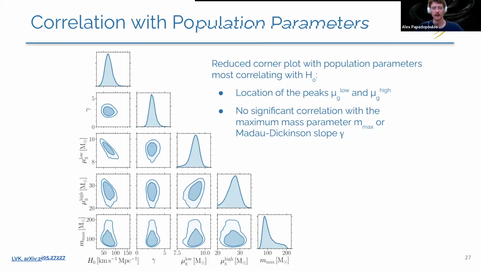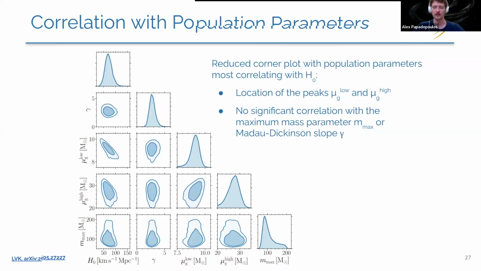And these are showing H0 in the left-hand column, and then a set of interesting astrophysical parameters from our population as well. And what we're looking for is basically the correlations between these and H0. So what we find here is that the peak locations, which we call mu G low and mu G high, are most correlated with H0. You can see this because they have this kind of diagonal shape to them, which means they're giving us quite a lot of cosmological information.